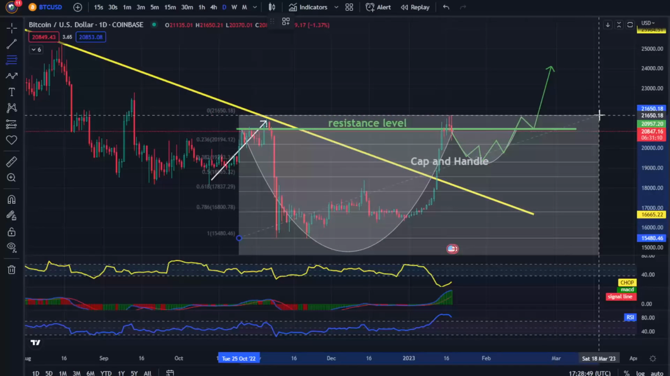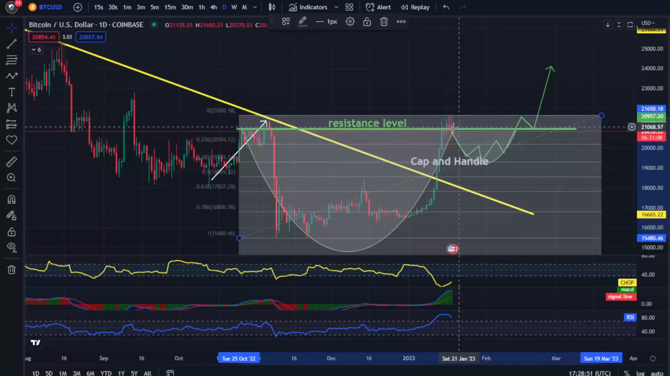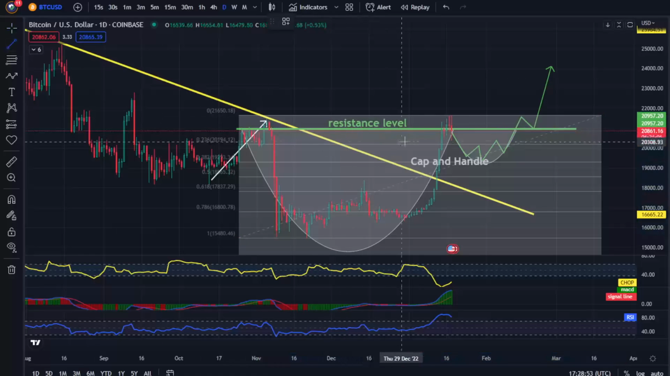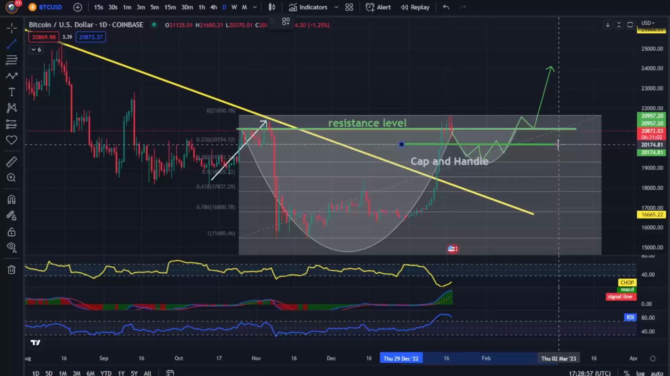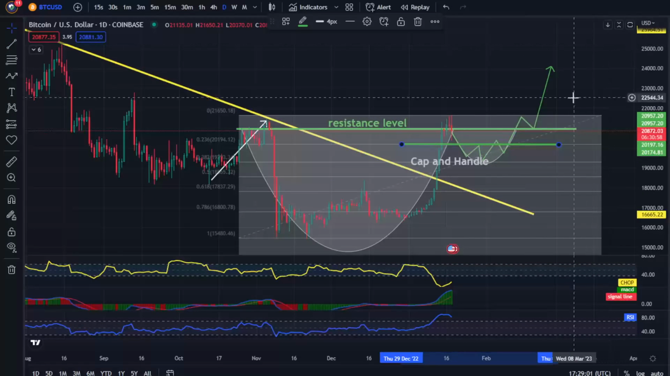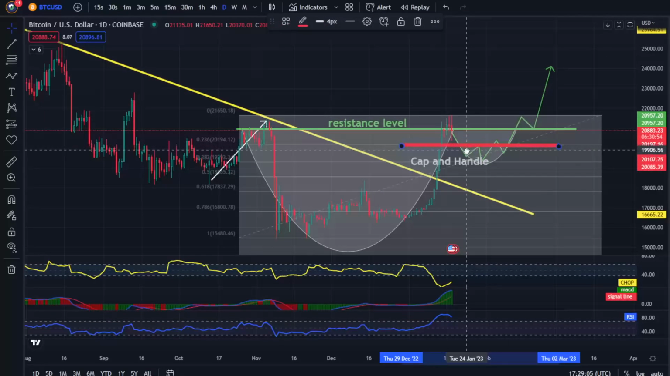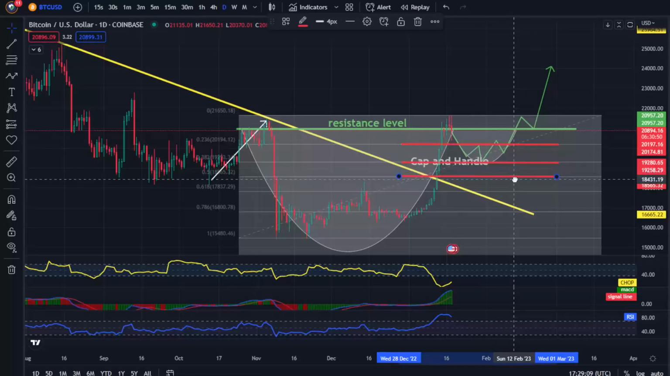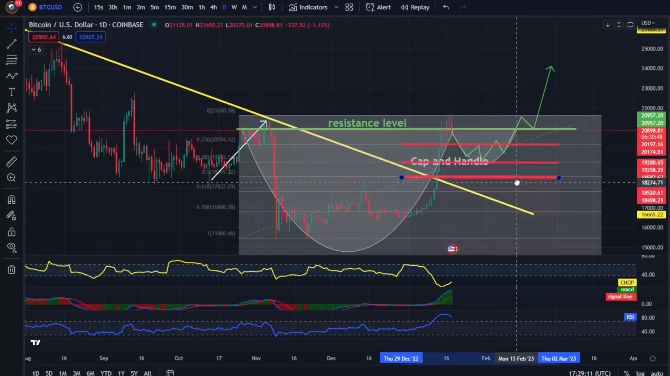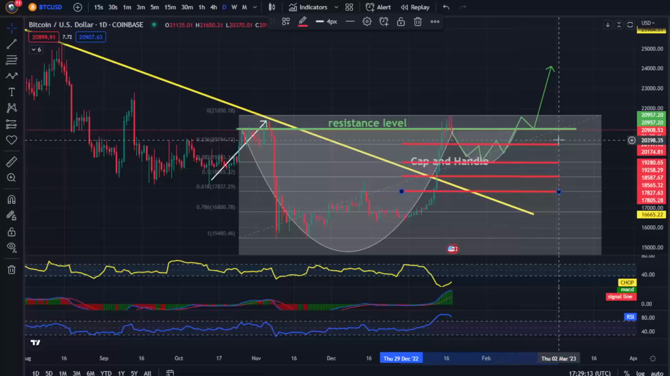Let's move on to marking the support areas for the price in the event of a deepening correction. As we can see, after stretching the fib retracement mesh, we have the first support at $20,197, the second at $19,281, the third at $18,588, and the fourth at $17,828.